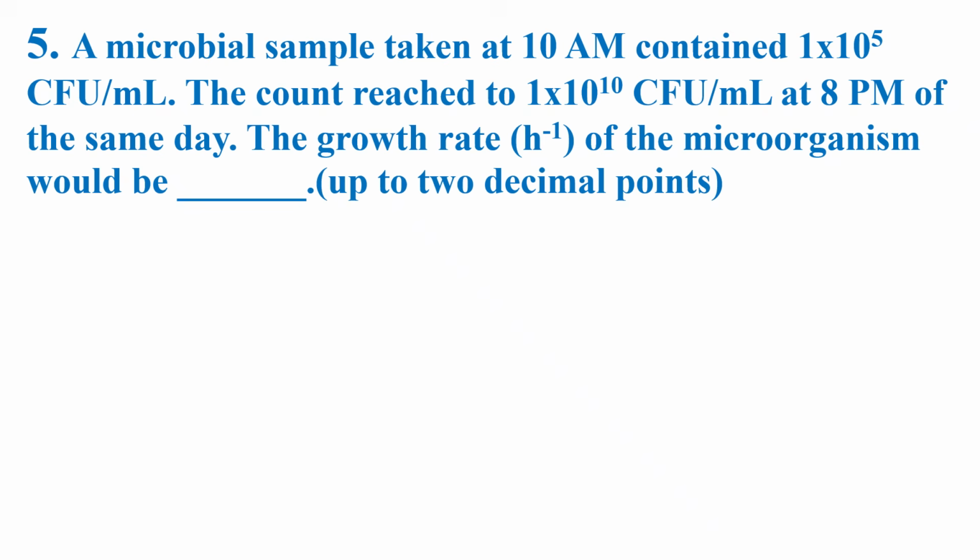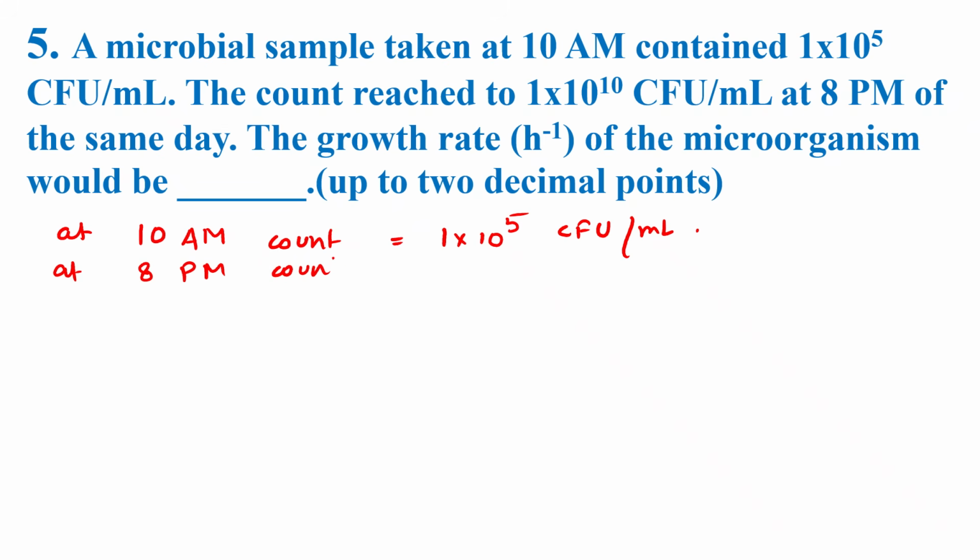So the growth rate of the microorganism would be how much? Okay, so at 10 am, the count is 1 into 10 to the power 5 colony forming unit per ml. At 8 pm on the same day, the count is 1 into 10 to the power 10 colony forming unit per ml. So total time taken, we can calculate it. 10 am to 8 pm, that is 10 hours.